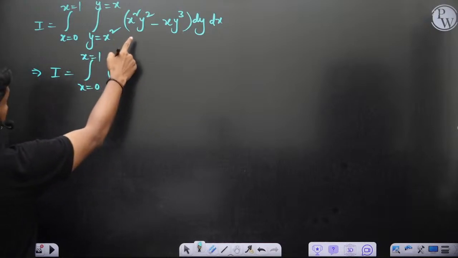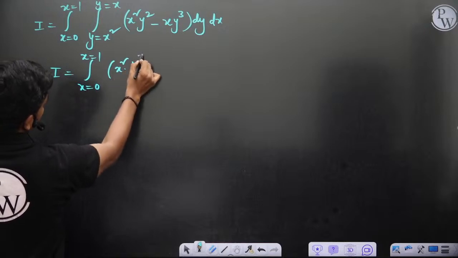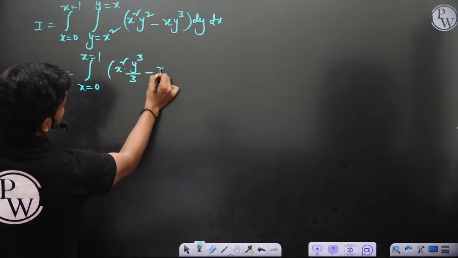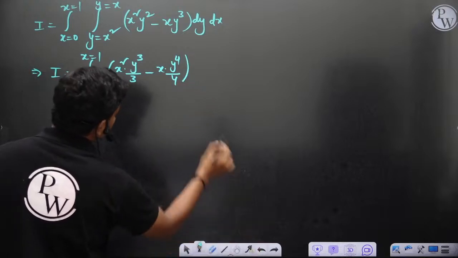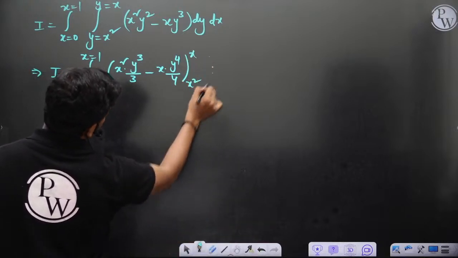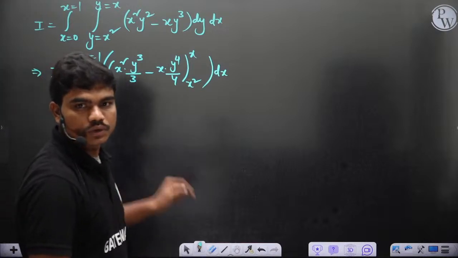So first we are integrating with respect to y. So x square into y square integrates to y cube by 3, minus x into y power 4 by 4, within the limits x square to x, dx actually here.